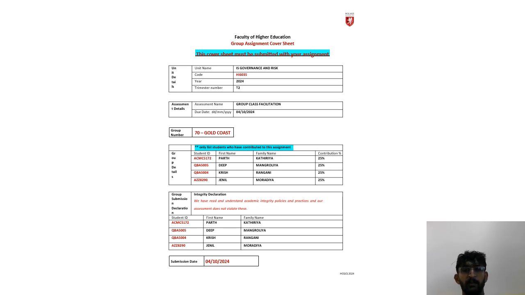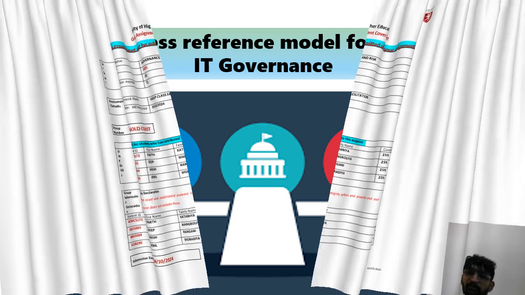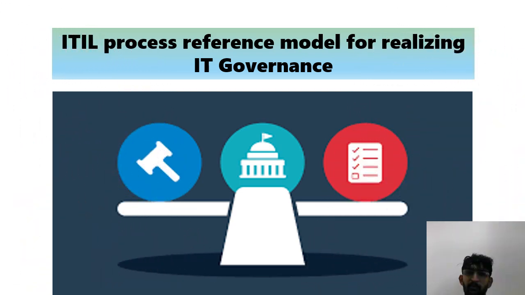I am from Gold Coast Group 70, and today we are going to discuss the ITIL process reference model for realizing IT governance. We will understand what the ITIL process is and what the main challenges are while we implement it in the business, and we'll further discuss how we can improve that.